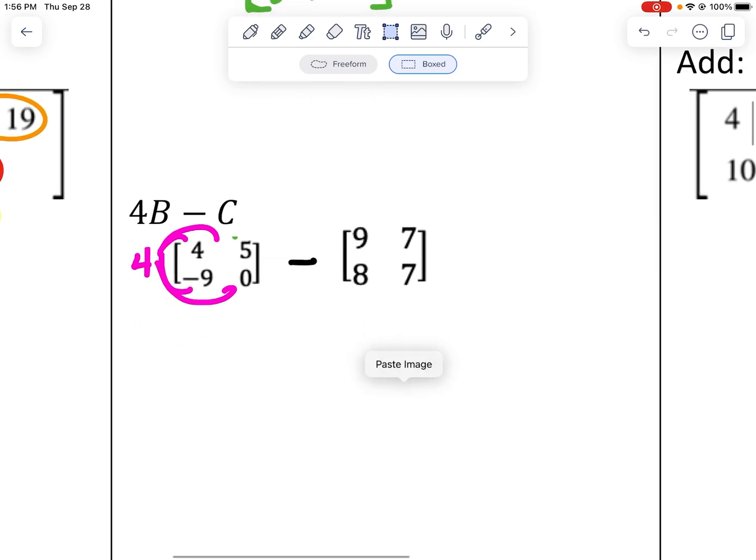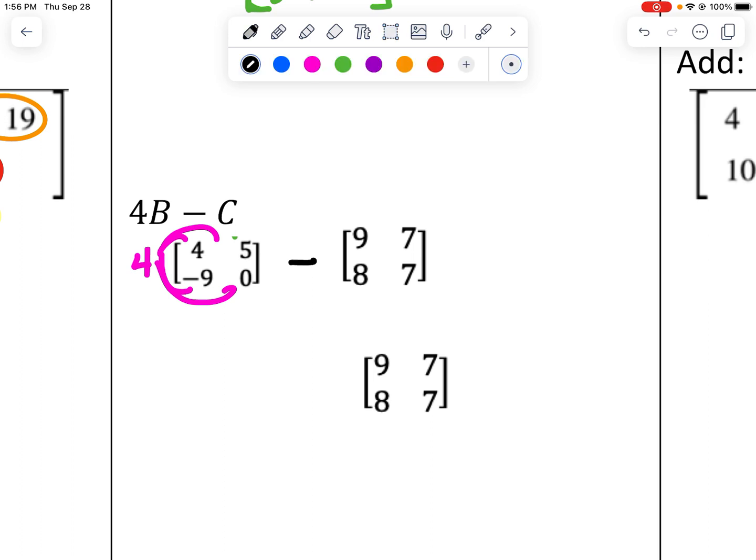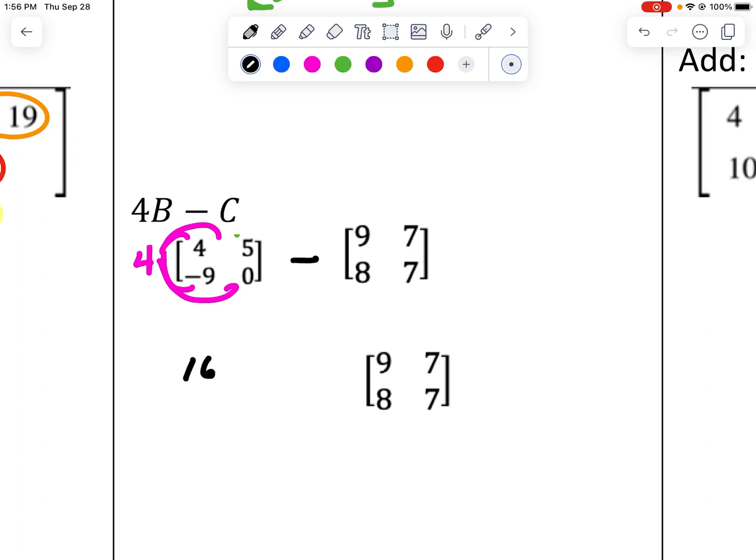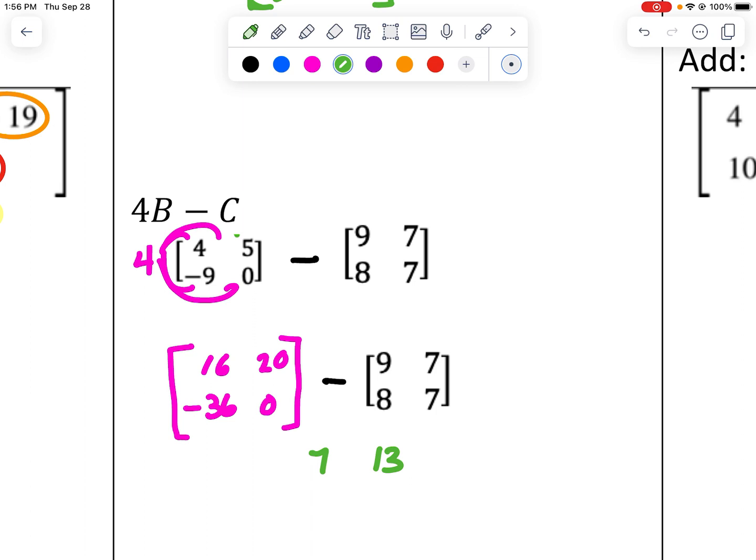So really what we're going to have is 4 times b, which would be 16. Well, let's go with a different color. Let's go with pink. Let's go with 16, 20, negative 36, 0. And then we're going to subtract this. So 16 take away 9 is 7. 20 take away 7 is 13. Negative 36 take away negative 8 is negative 44. And 0 take away 7 is negative 7. And so there we go.